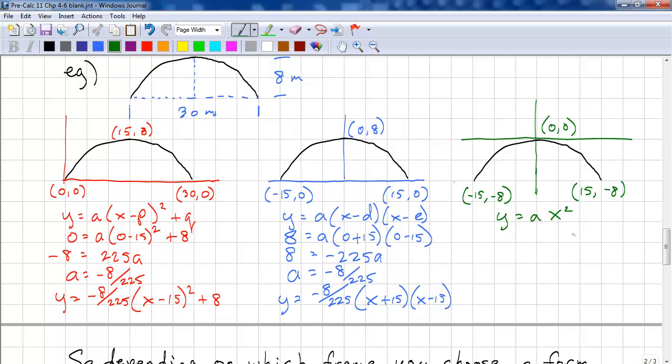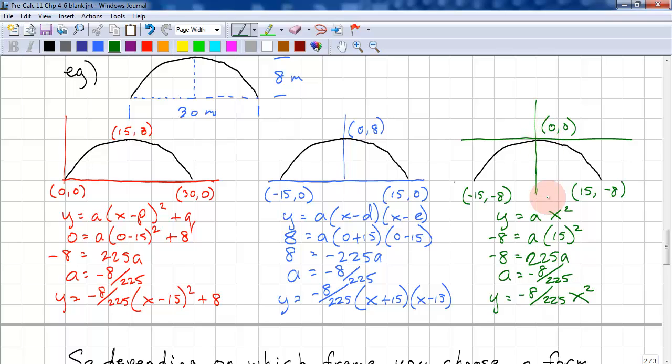And lastly, the easy point to plug in is, we don't want to plug in 0, 0, so we can plug in this one or this one. If we plug in 0, we just get 0 equals 0a, so that doesn't help us solve a. So let's plug in this one. Negative 8 equals a times 15 squared. So negative 8 equals 225a. A equals negative 8 over 225. So we have y equals negative 8 over 225 x squared.